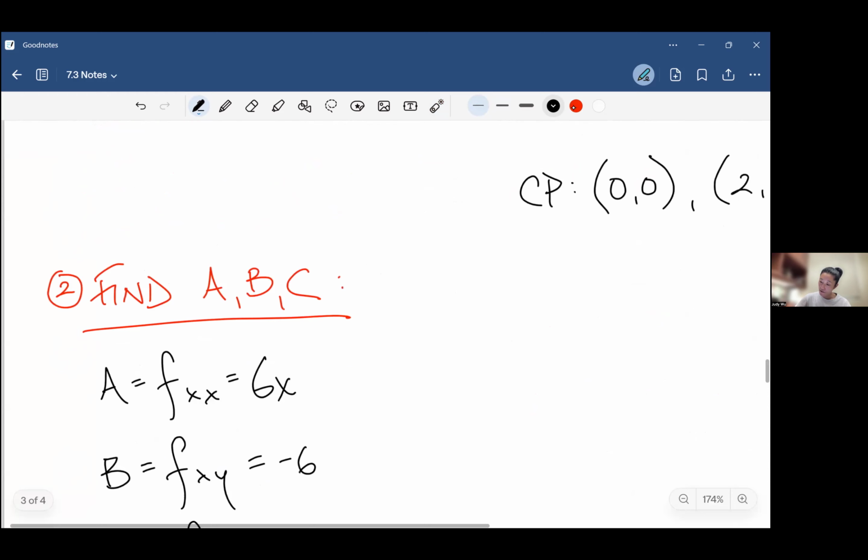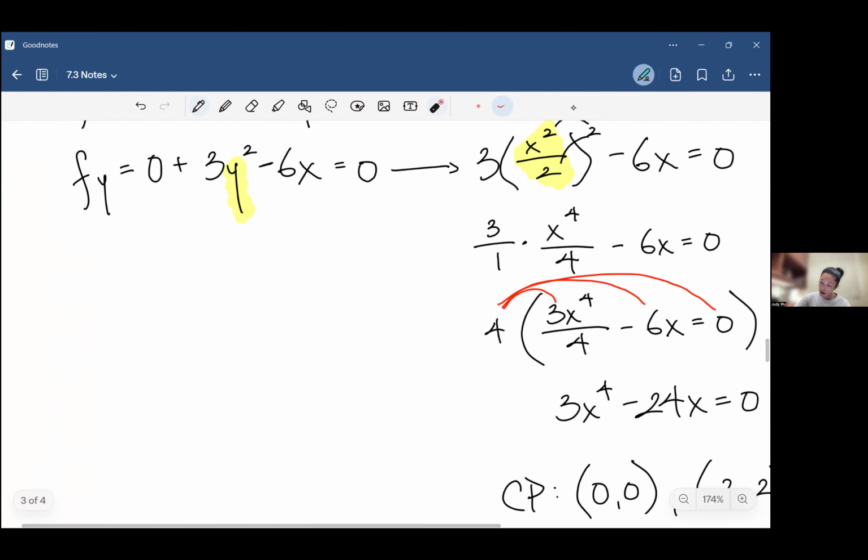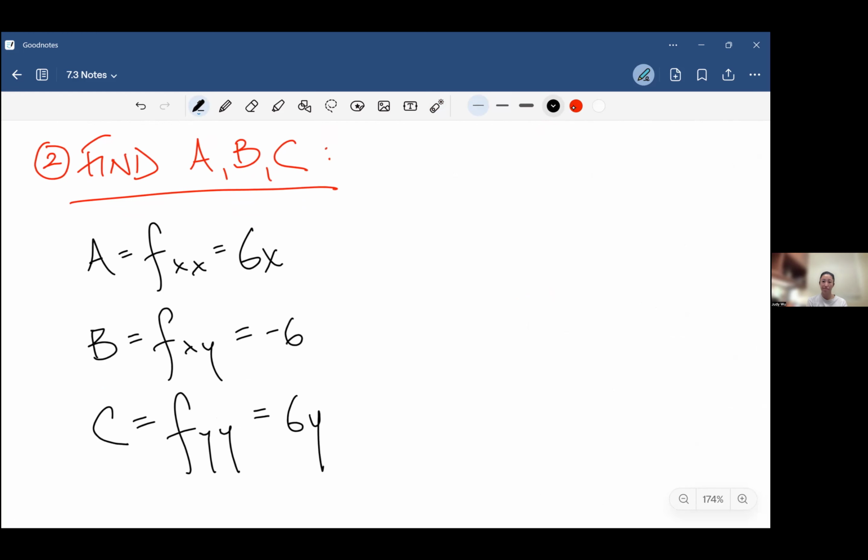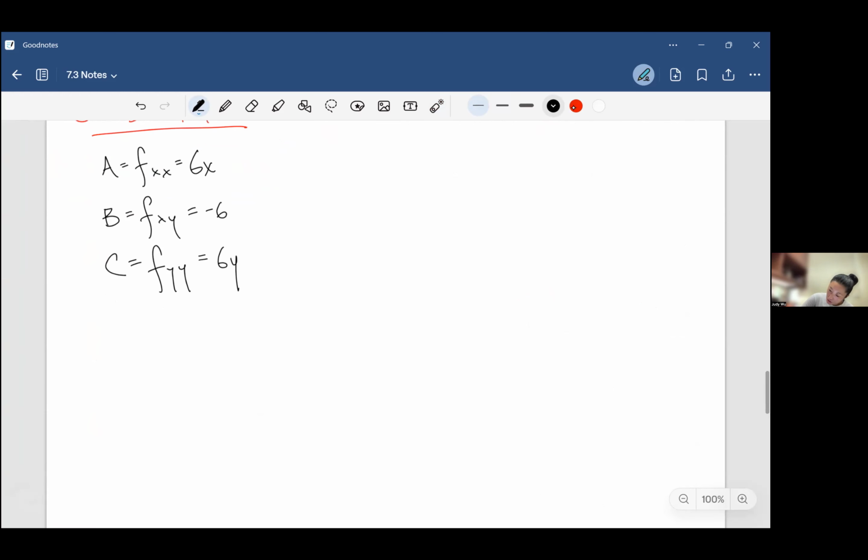Now let's find our fyy. My fy is 3y squared minus 6x. That derivative, when I treat y like a variable again, is just going to become 6y minus 0. So 6y. All right, I've got my A, my B, and my C. Now let's do critical point number 1, which is our (0, 0), and then we'll do critical point number 2.